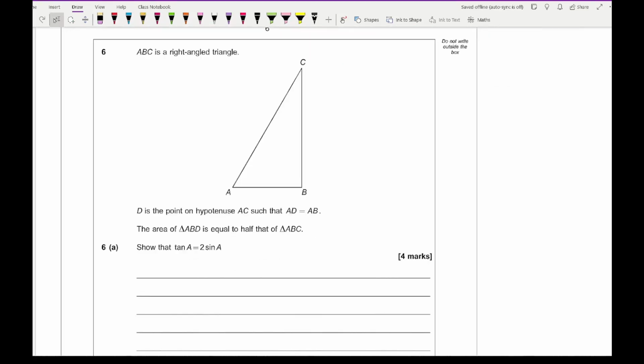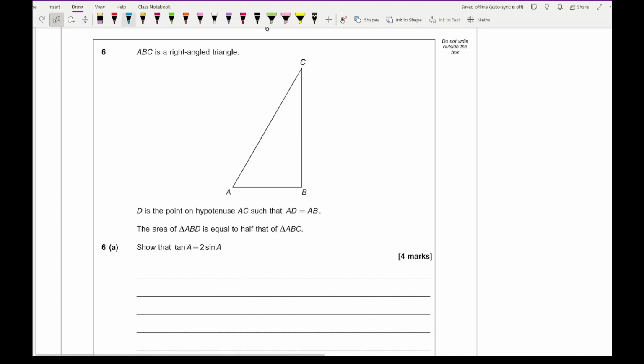So moving on to question 6, it says that ABC is a right angled triangle. D is a point on the hypotenuse AC such that AD equals AB, and the area of the triangle ABD is equal to half of the area of triangle ABC. And the question is asking us to show that tan A equals 2 sine A.